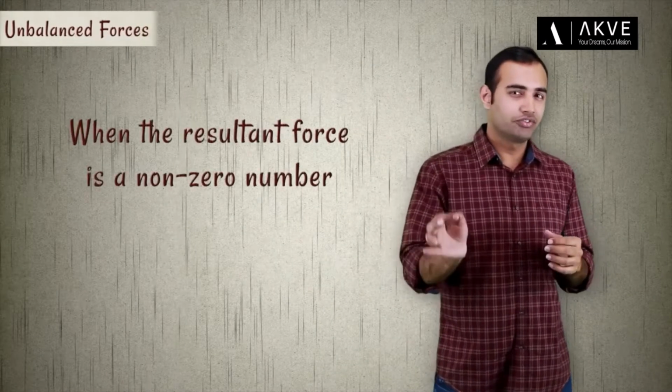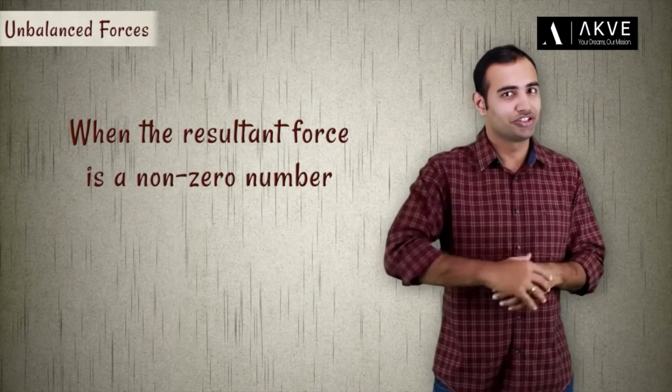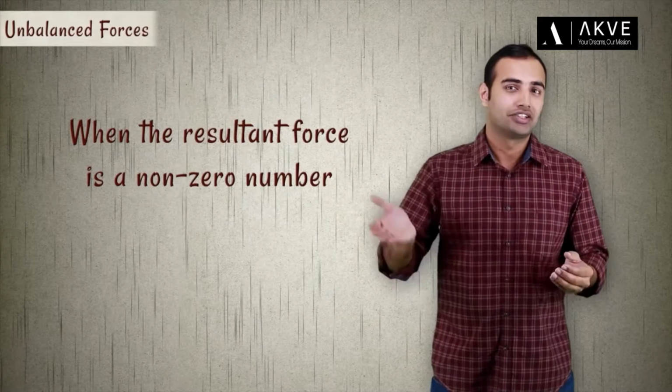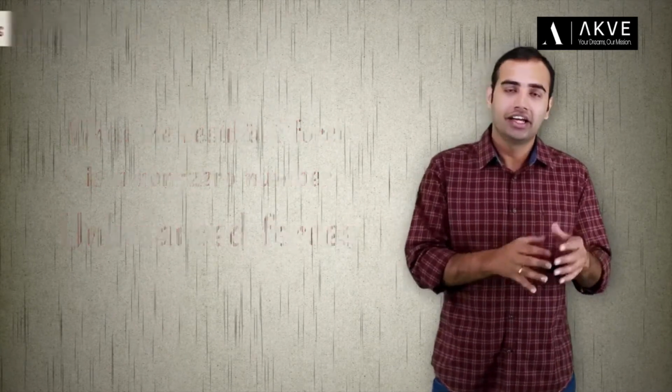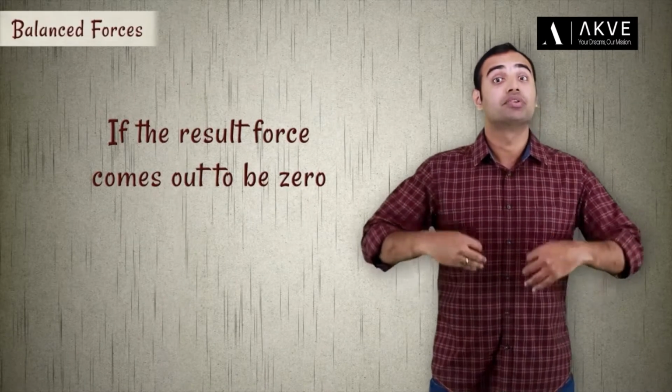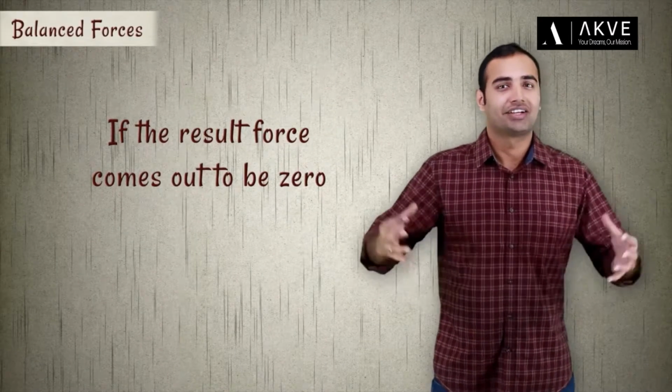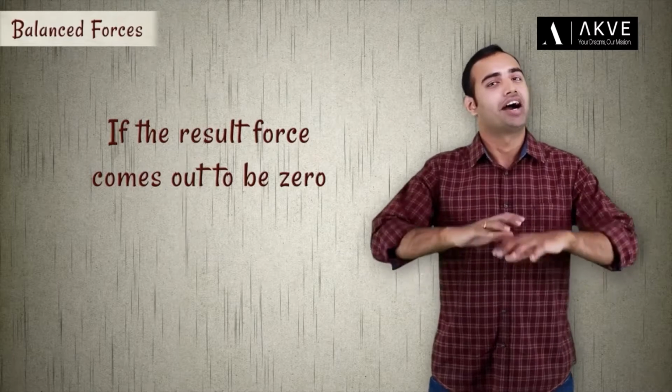Now, when the resultant force value comes out to be a non-zero number, we say that the forces acting on the object are unbalanced. On the other hand, if the resultant force value comes out to be 0, we say that all the forces acting on the object are balanced. Now, this is a pretty intuitive idea, right? If the net resultant force is 0, the forces acting are balanced. If the net resultant force is non-zero, the forces acting are unbalanced.